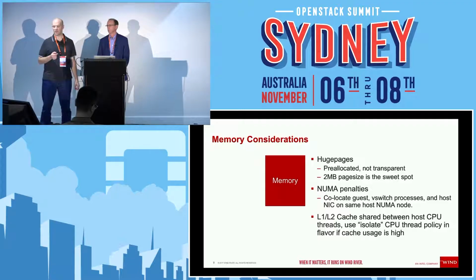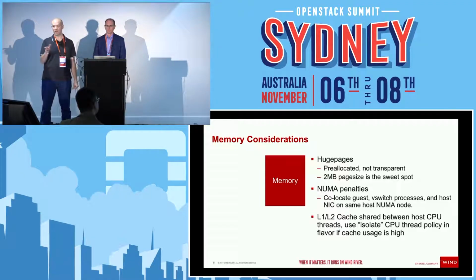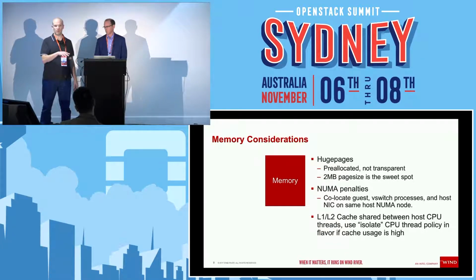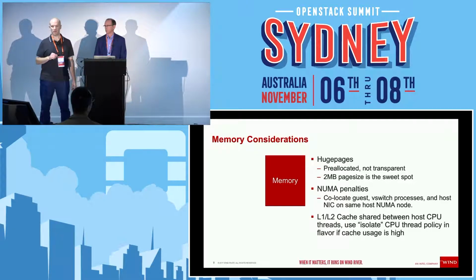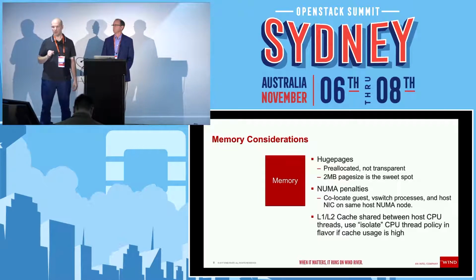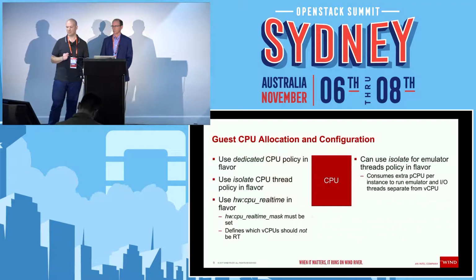The other thing that's important to consider is the cost of messaging between NUMA zones. So I would recommend that you enable the NUMA topology filter in the Nova scheduler. This will co-locate the guest, any PCI devices that it's using, and eventually we'll want to try and co-locate it with the vswitch process as well to try and minimize the amount of transactions that have to cross the NUMA zones. There's also some interactions with the L1, L2 cache that actually ties into the CPU considerations, which is what we're going to take a look at next.